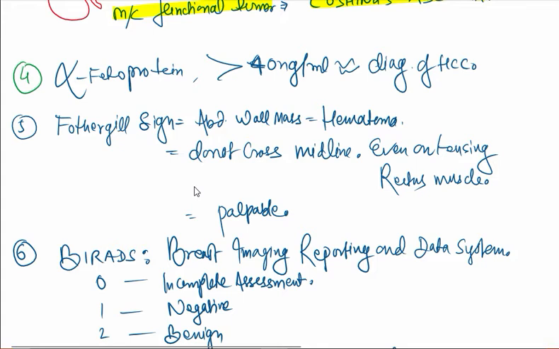Next one, alpha fetoprotein. If it is more than 400 nanogram per ml, it is almost diagnostic for hepatocellular carcinoma.